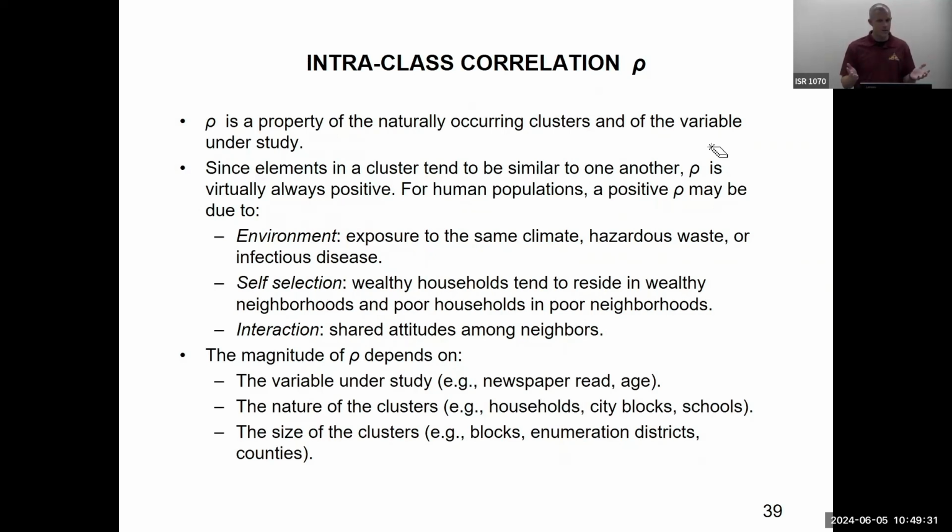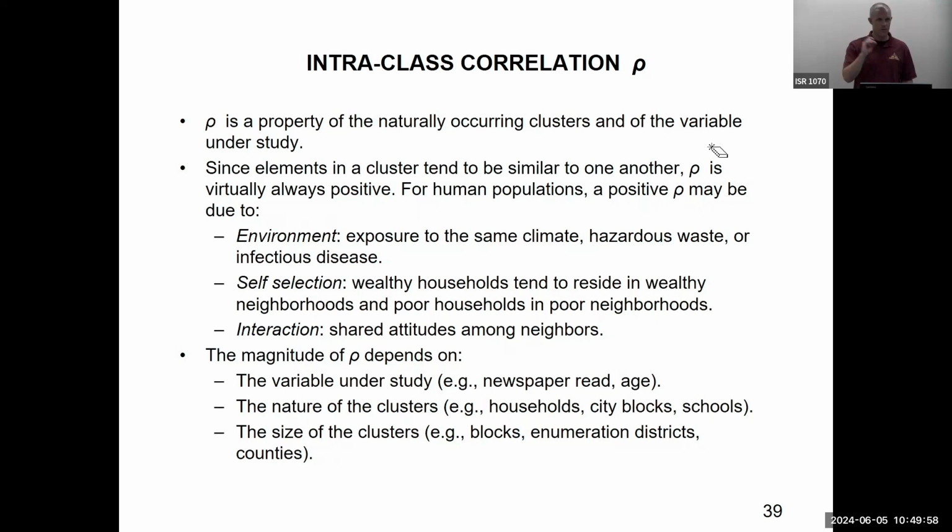For human populations, it's always going to be positive. There's going to tend to be a positive correlation for people coming from the same cluster, and that could be due to the environment. People are exposed to the same climate or hazardous waste spill or some kind of infectious disease. It could be due to self-selection: wealthy neighborhoods tend to contain wealthy people, poor neighborhoods tend to contain poor people. Or interactions, people sharing the same political attitudes about health.